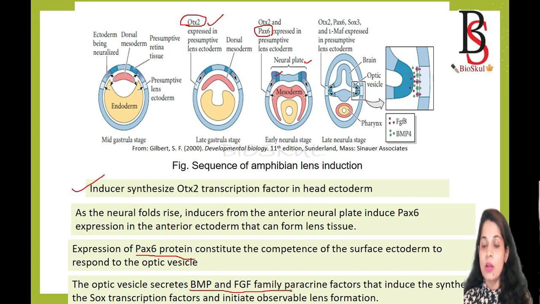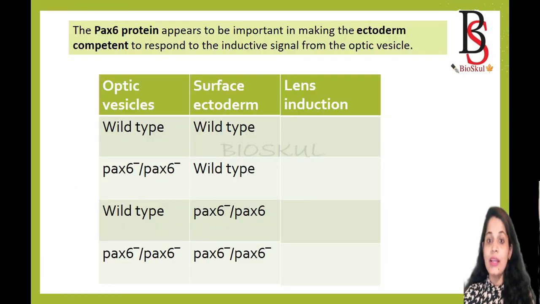Here you can see this optic vesicle synthesizes the BMP and FGF family paracrine factors that induce the SOX transcription factors, and that helps in the induction or the formation of lens. So now we know that the PAX6 protein is important in making head ectoderm competent. Okay, so let's see some examples.